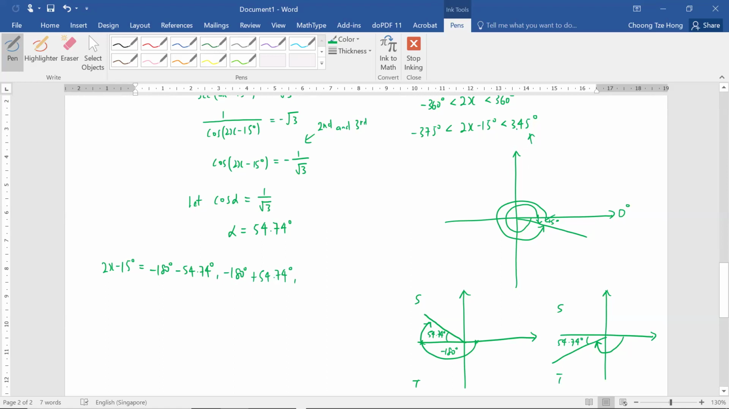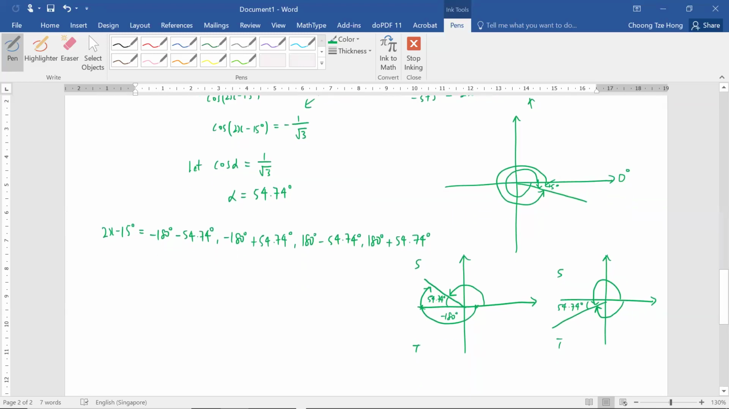Then the other ones are in the positive range. For the positive range, the second quadrant will be 180 minus the basic angle, and the third quadrant will be 180 plus the basic angle. I won't draw it because you are familiar with this already. To work out all these answers, you just add 15, bring the 15 over, and then divide by 2. If you do that, you should be able to get these 4 answers.